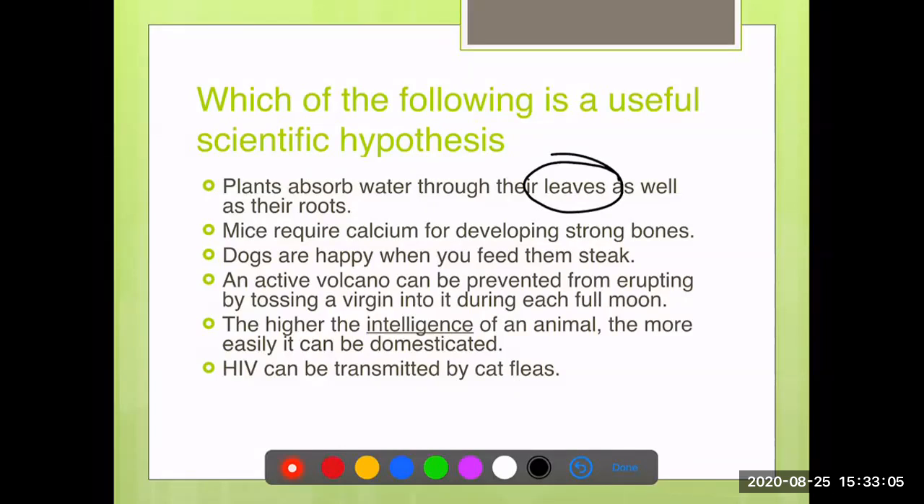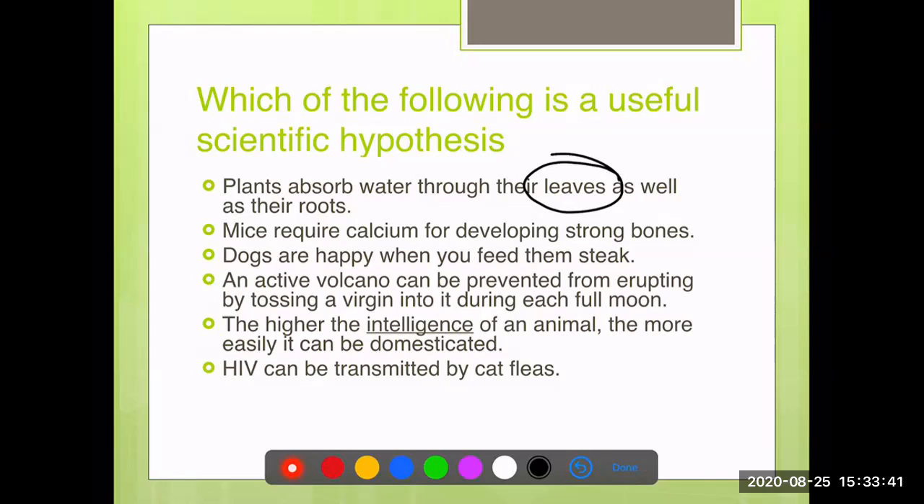Next one, mice require calcium for developing strong bones. That's a good hypothesis. It's written as a statement, it's testable, and we can falsify it. I think you can imagine how to do this test. Take a bunch of newborn mice, split them into two subgroups. One group gets calcium, the other group gets no calcium. And then when they become adults, we can scan them, we can x-ray them to determine their bone densities. And I think what we would find is that you kind of need calcium for developing strong bones. So that's a good one.